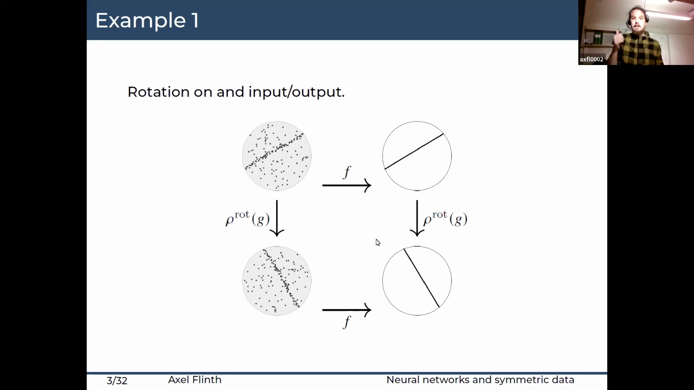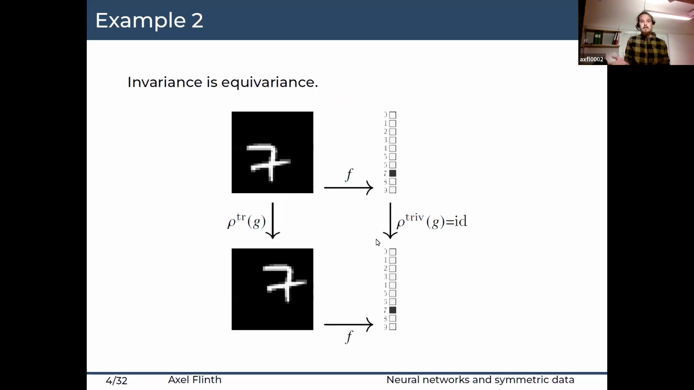A good example for this is invariant learning tasks. If I want to predict that this handwritten number is a 7, that prediction should, of course, not change if I translate the 7 a bit. I can encode this in this framework by saying that my output representation should be the trivial representation, the representation that for any group element does nothing, outputs the identity map. And here we also nicely see that whenever I say equivariant, a special case of that is talking about an invariant learning task and an invariant function.